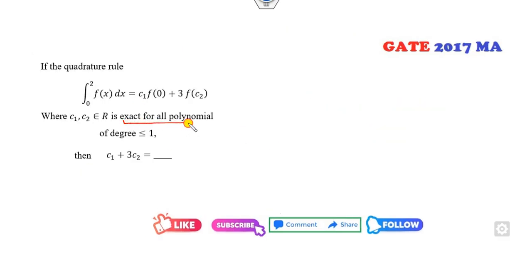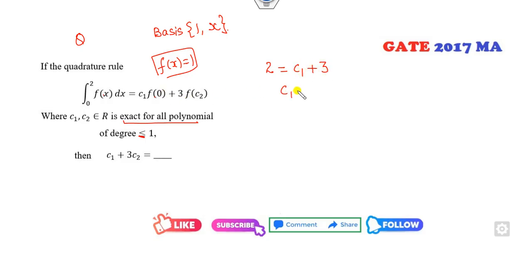Again, it is exact for polynomials, so again it's a quadrature formula. Degree equality appears. So what are my bases? Bases are 1 and x. If I substitute 1 on the left hand side, it is my 2. Means I can take f of x is 1 firstly. So f of 0 is again 1. It is my 3. So c1 will be minus 1.